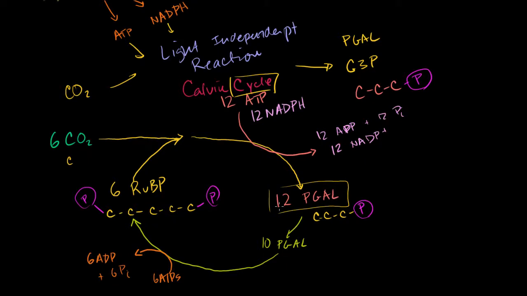Well, I only used 10 out of the 12. So I have 2 PGALs left. 2 PGALs left, and these can then be used. The reason why I used 6 and 6 is so that I get 12 here and I get 2 here. And the reason why I have 2 here is because 2 PGALs can be used to make a glucose.